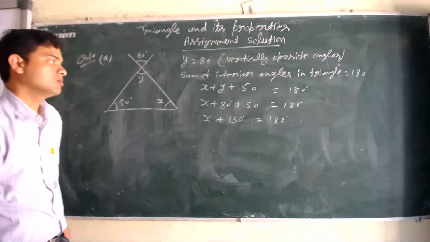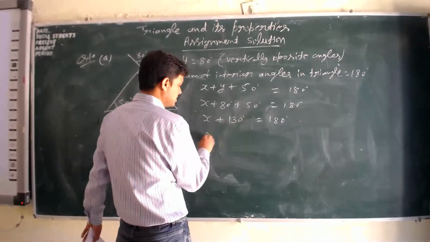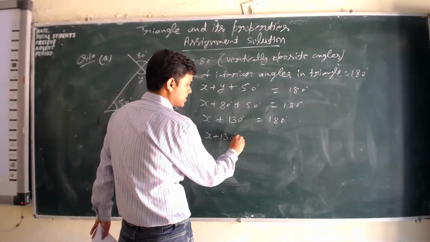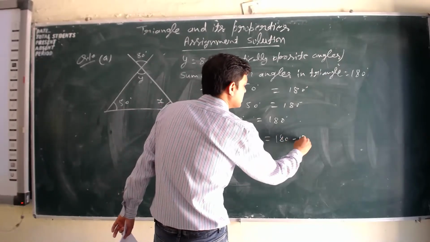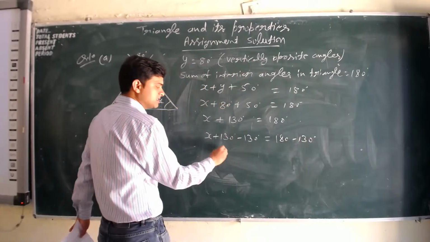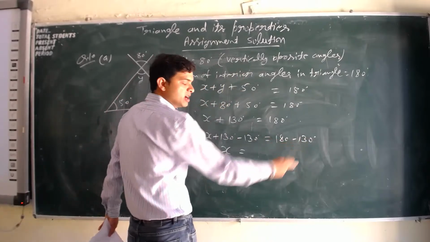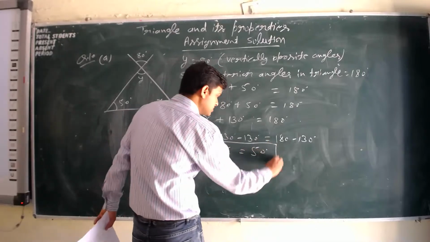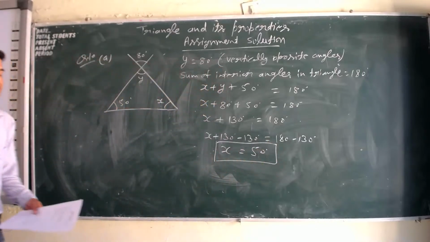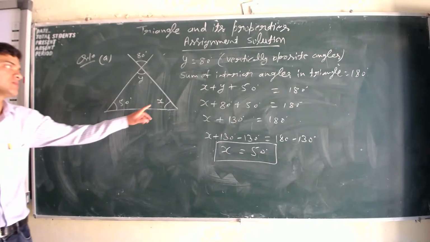So x plus 130 degree is equal to 180. Clear? Now we have to eliminate this, so we subtract 130 from both sides. 130 minus 130 is equal to 0. 180 minus 130 is equal to 50. Clear? That's your answer. Okay? X is equal to 50.